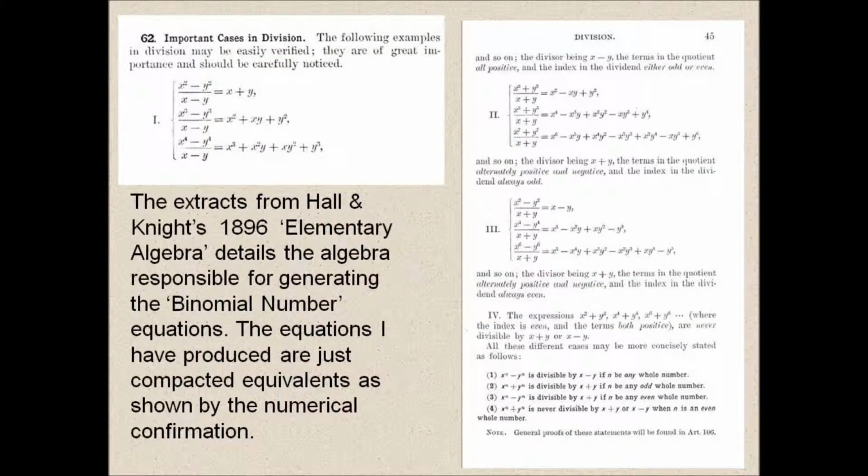The extracts from Hall and Knight's 1896 elementary algebra details the algebra responsible for generating the binomial numbers equations. The equations I have produced are just compacted equivalents as shown by the numerical confirmation.